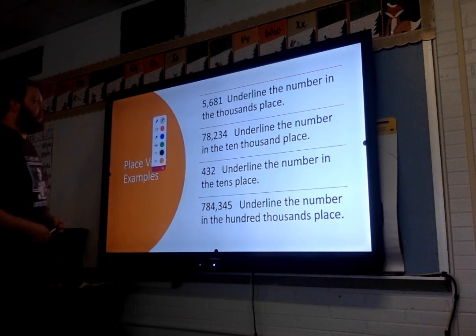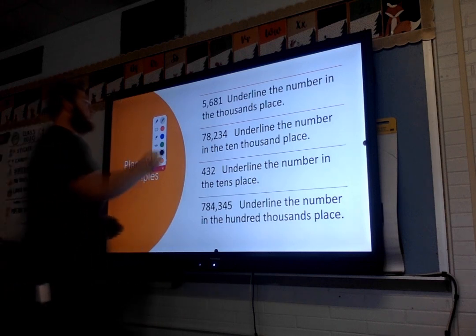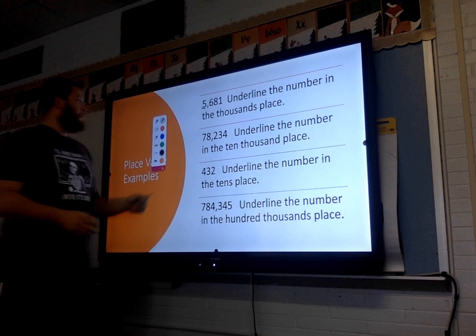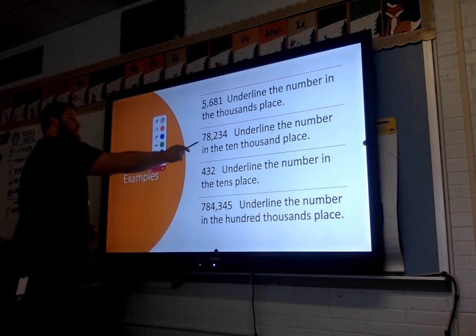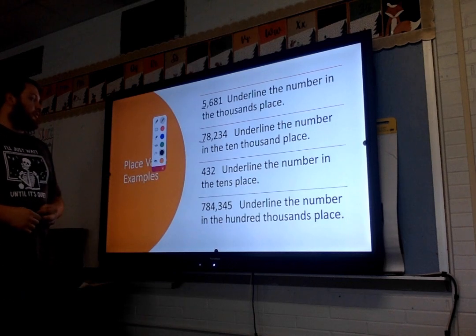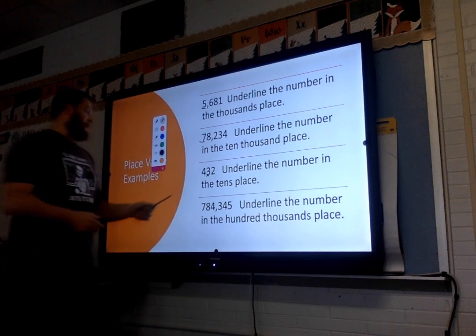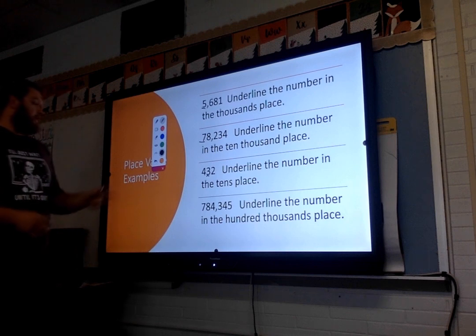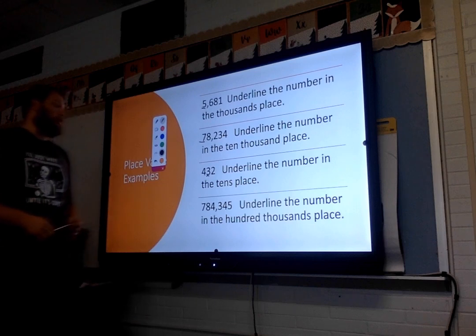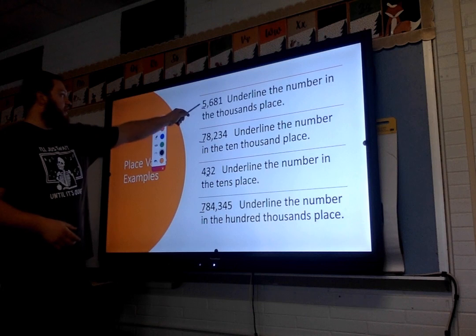So for the first one, 5,681. Underline the number in the thousands place. So they go through and say, this is the thousands place, okay? Next one, underline the number in the 10,000s place, which would be the 7. And 432, underline the number in the tens place, which would be our 3. And then finally, a big number, just because you got to get used to working towards a million, 784,345. We're going to underline the number in the 100,000s place.